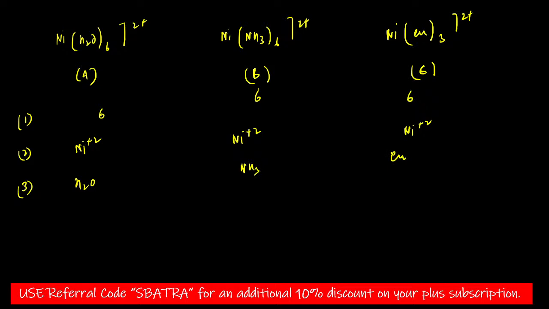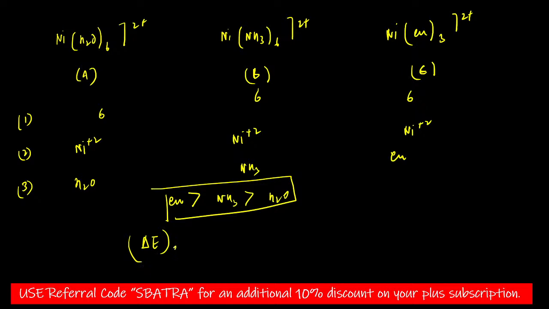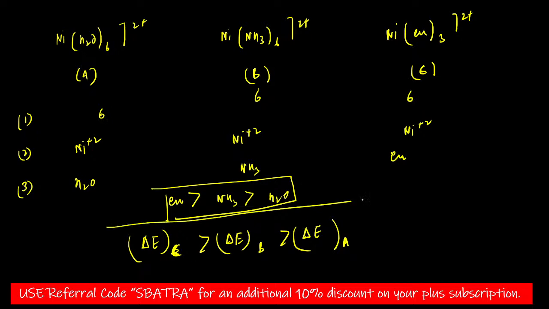So what is the strength of ligand? Can I write this is your spectrochemical series? First we have ethylene diamine, then we have ammonia, then we have H2O. So this is your strength of ligands. Now if this is your strength of ligand, what can I say? The energy gap in the C complex is greater than the energy gap in the B complex, and this value is greater than the energy gap in the A complex. This is your energy order. Is it understandable, everyone? Is this point clear, how I have just written this energy order?